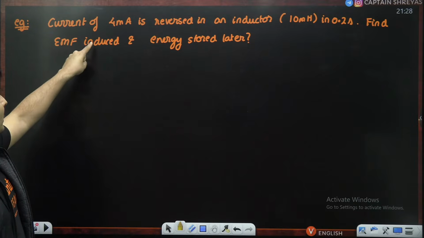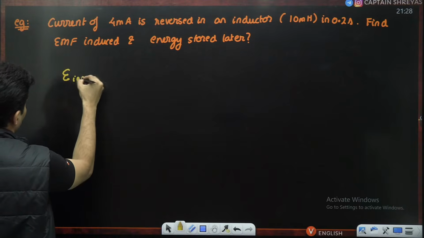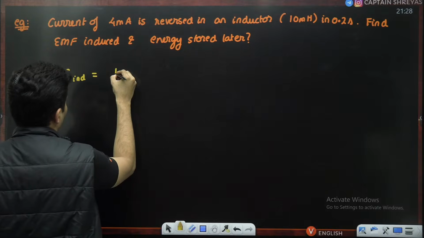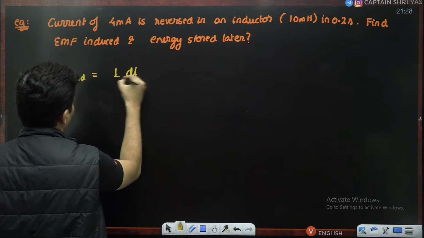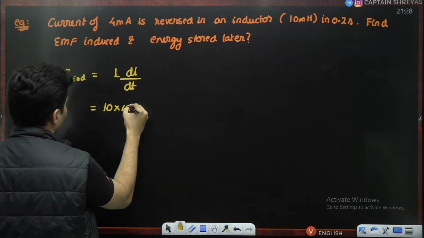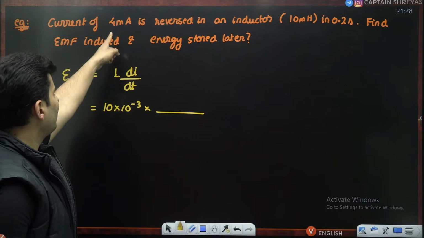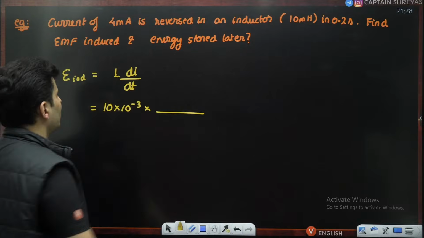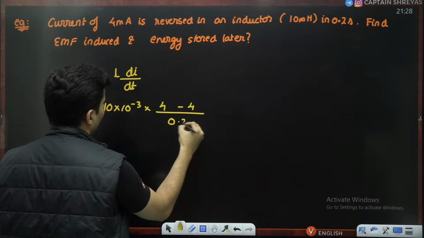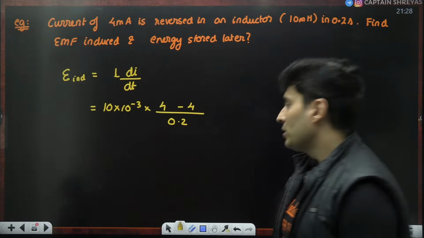So first of all, EMF induced can be found by using the formula. The EMF induced inside an inductor is L di by dt. Inductance is already given, 10 milli, so 10 into 10 to the power minus 3. Change in the current: a lot of people think it is reversed, earlier it was 4, now also it is 4, and the time taken is 0.2. 4 minus 4 will be 0? Wrong. This is where many students make a mistake.